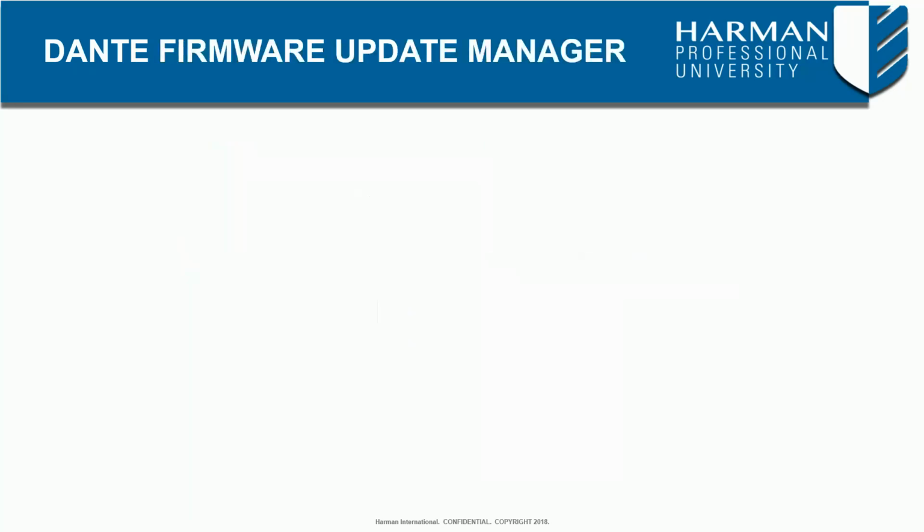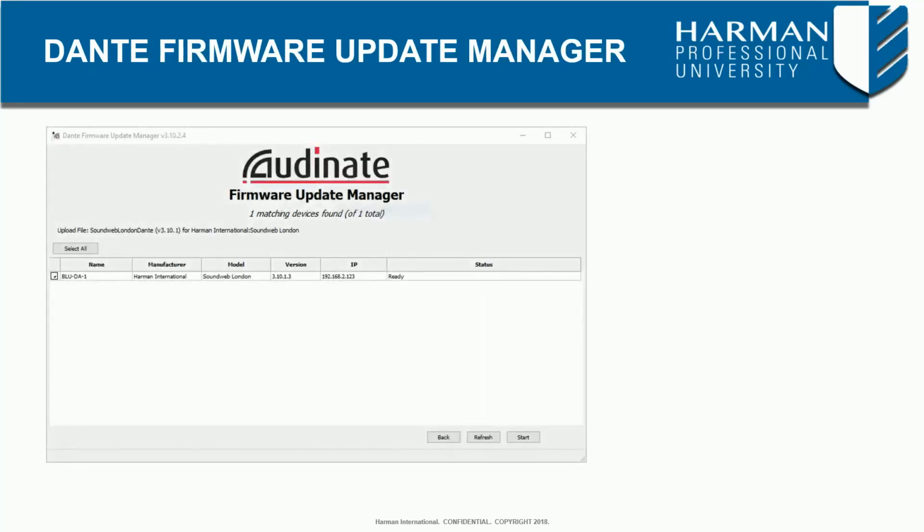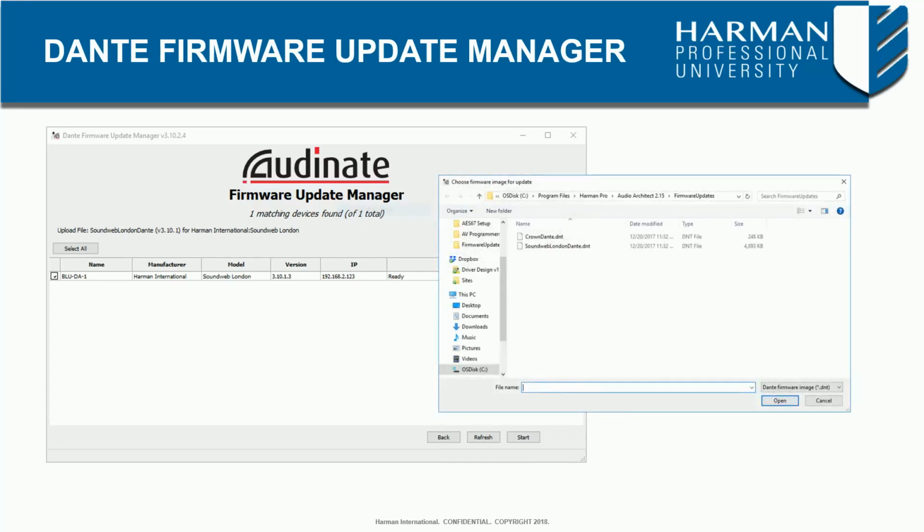In some instances, you may need to update the Dante firmware of a device. Audinate's Dante Firmware Update Manager is a standalone application that facilitates this. Dante firmware update files for HiQnet devices such as the BSS Soundweb London and Crown DCi Dante-enabled devices can be found in the installation folder of Audio Architect.